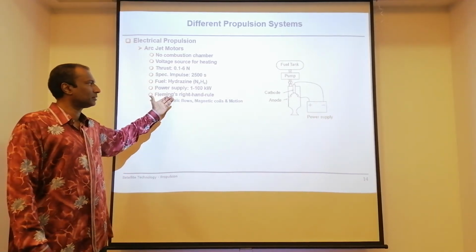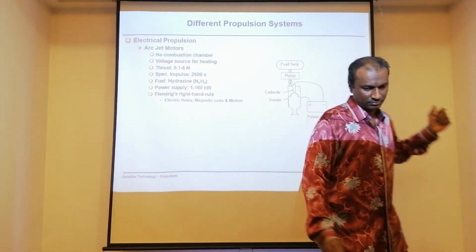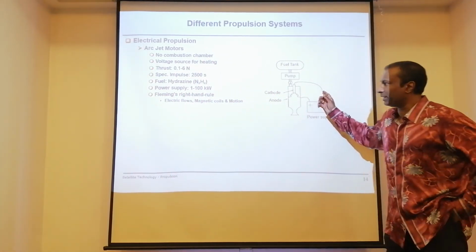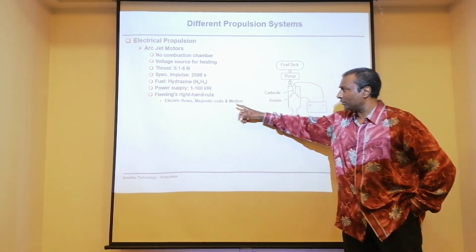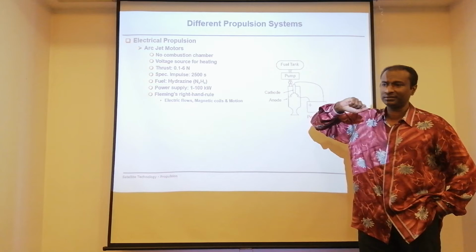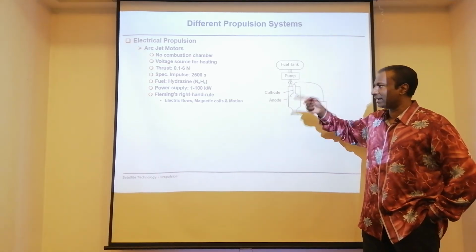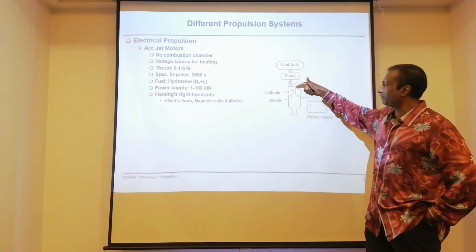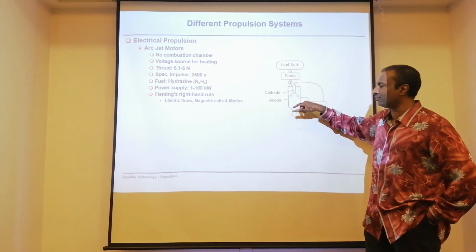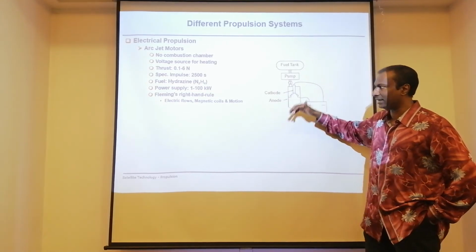Why such a high amount of power supply? Because of this process. If you look at this whole system, how it works is basically Fleming's right-hand rule. You have electrical flow, so when you have electrical flow, you will have two poles, anode and cathode.